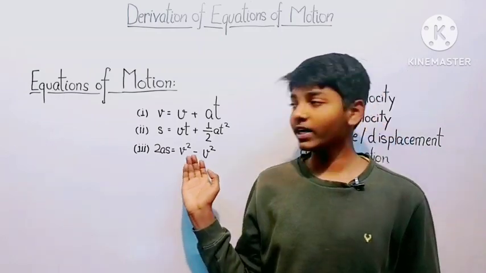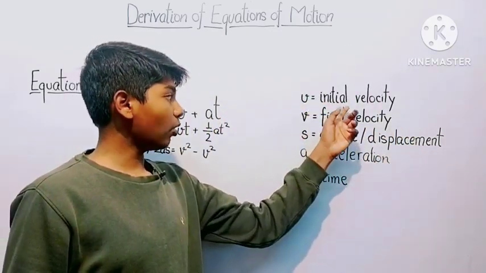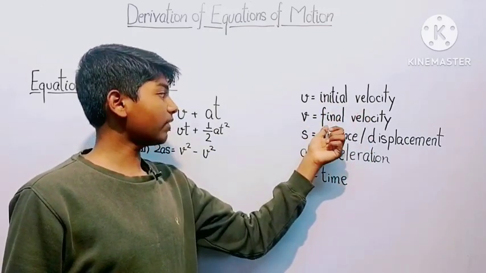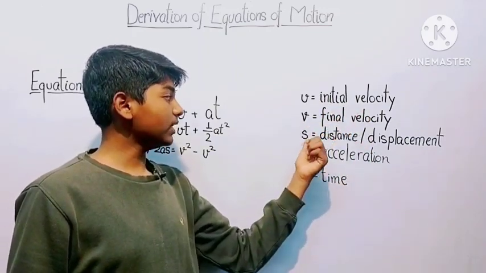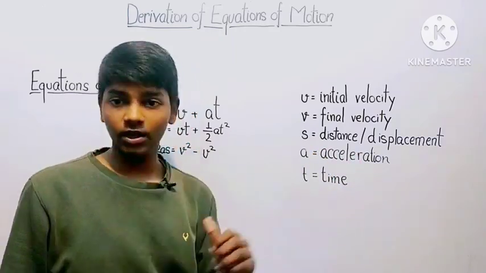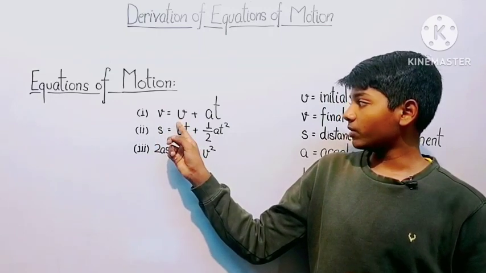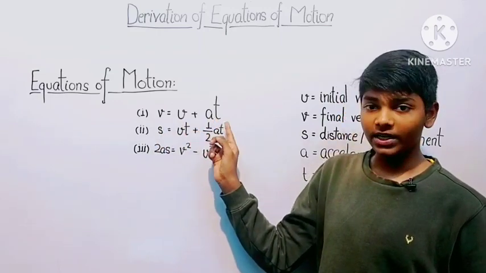So first we will look at what all these symbols mean. u means the initial or the starting velocity, v means the final velocity, s means distance or displacement, a means acceleration, and t means time. So the final velocity is equal to initial velocity plus acceleration multiplied by time.